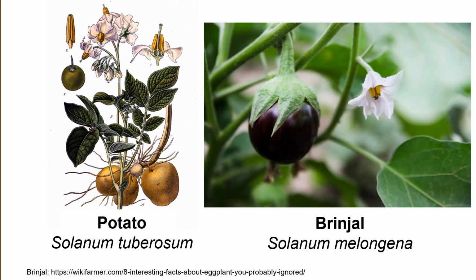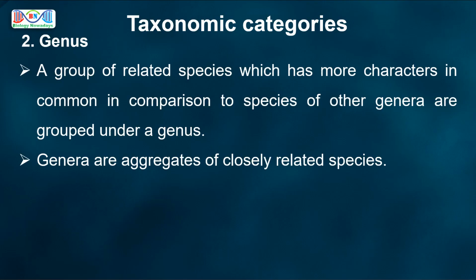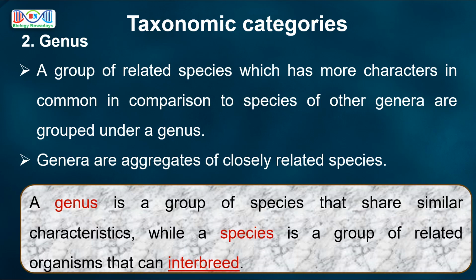For example, potato and brinjal are two different species. They cannot interbreed to produce a fertile offspring, but both belong to the genus Solanum because of some similarities in leaf arrangement, arrangement of veins in leaves, related vegetative and reproductive structures. So, a genus is a group of species that share similar characteristics, while a species is a group of related organisms that can interbreed.